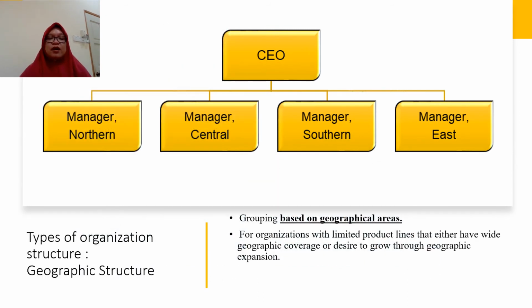Next is geographic structure. Grouping is based on geographical areas, for organizations with limited product lines that either have wide geographic coverage or desire to grow through geographic expansion. If the organization covers a large area, they can choose to do departmentalization based on geographic structure. For example, here we have the northern, central, southern, and east departments.